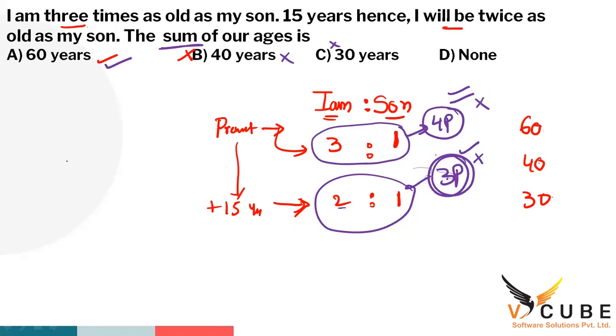Otherwise, go to the shortcut method also. So 3 is to 1 and 2 is to 1, 15 years hence. Already you know the shortcut. What is the first step? Cross multiplication. Check the difference.